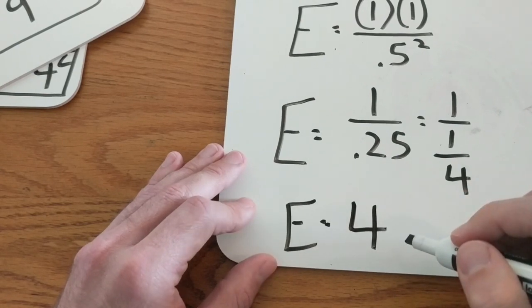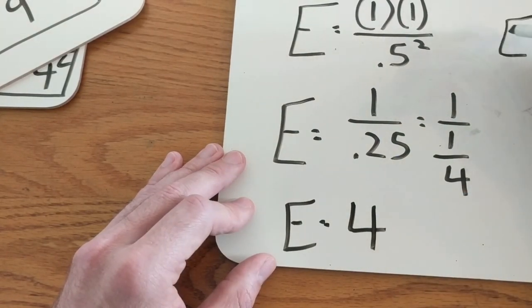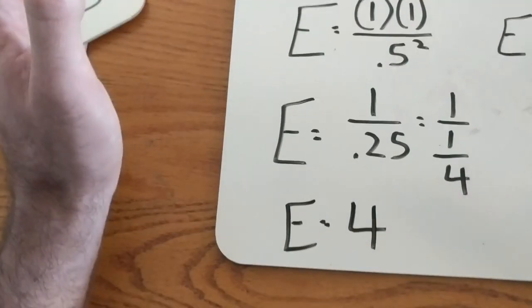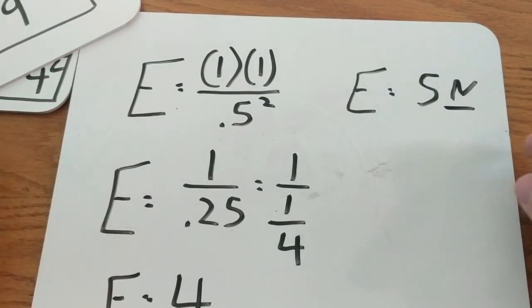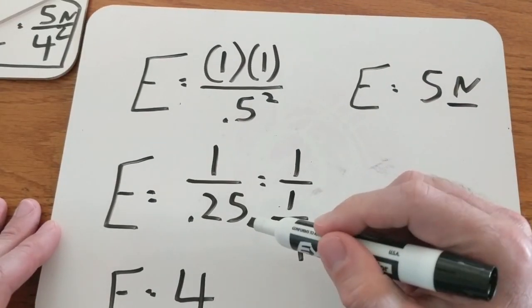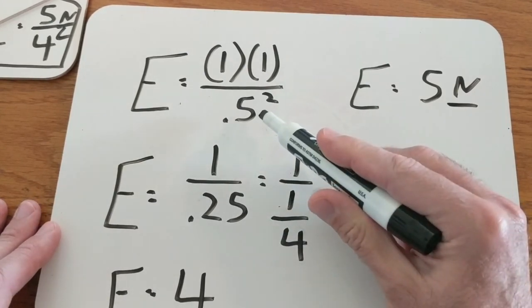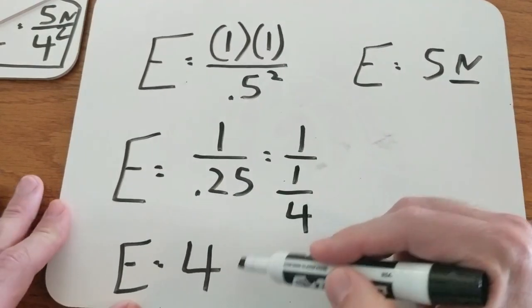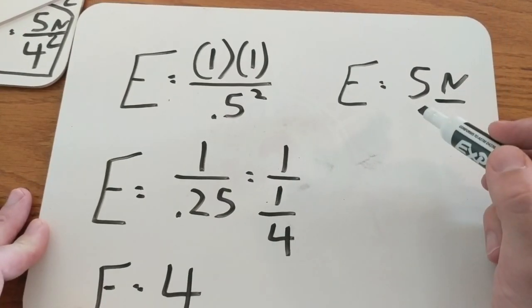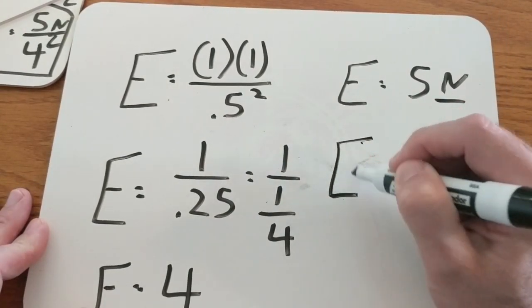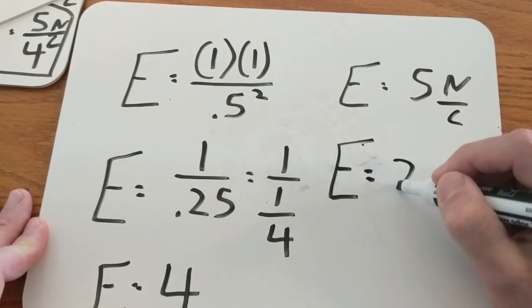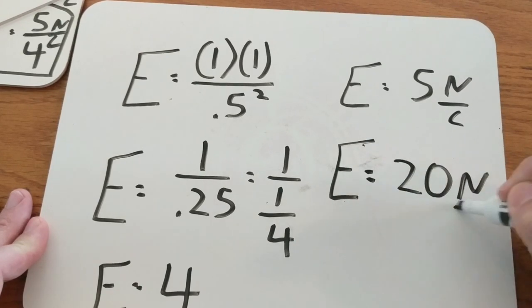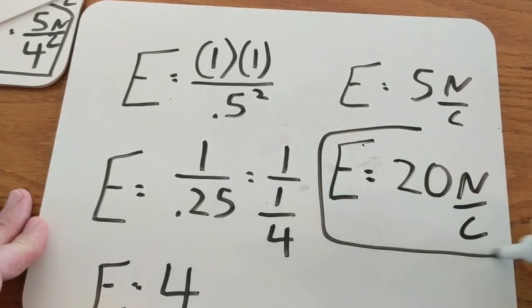All right, 4 times of what it was. So if our original was 5 newtons per coulomb, if we go half the distance, if we get closer to the thing, the electric field gets stronger. If we go further away, electric field gets weaker. So in this one, we've gone closer. We're not just a meter away, we're only half a meter away. And we see it's 4 times, not just 2 times, 4 times, because it's a square law, inverse square law. So we take 4 times 5 newtons per coulomb, and we would get 20 newtons per coulomb. That would be our answer.